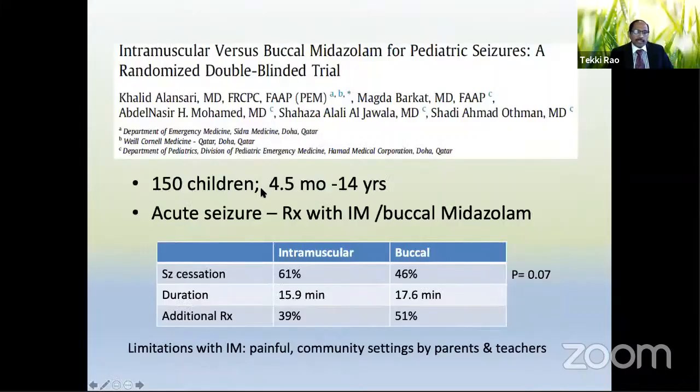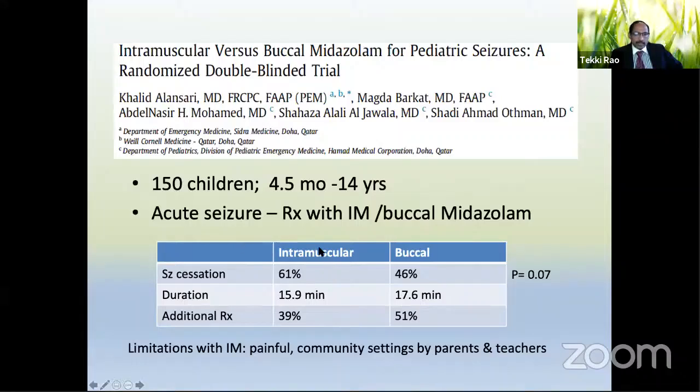So one of the recent studies, which I cannot escape mentioning, is from Doha in Qatar. They compared intramuscular versus buccal midazolam in pediatric seizures. It's a randomized double-blinded trial conducted very efficiently with 150 children aged between 4.5 months and 14 years. They treated acute seizures with either intramuscular or buccal midazolam and compared them.